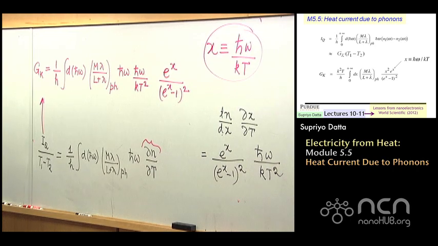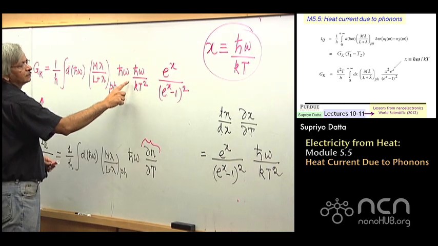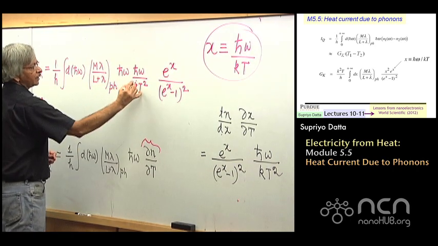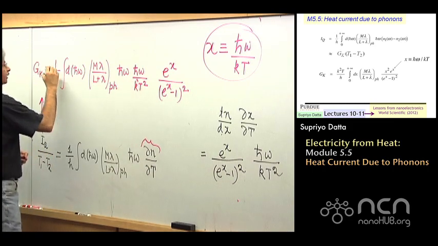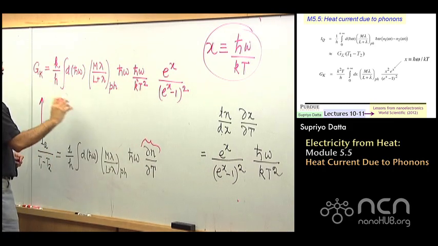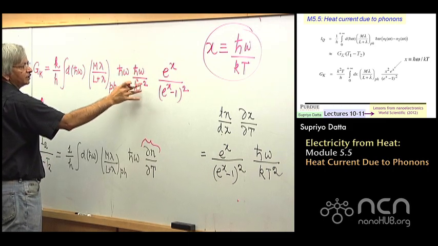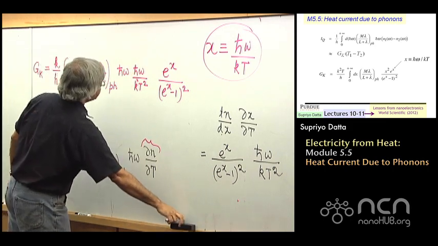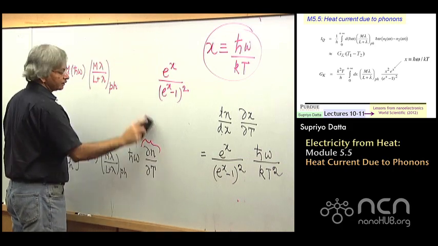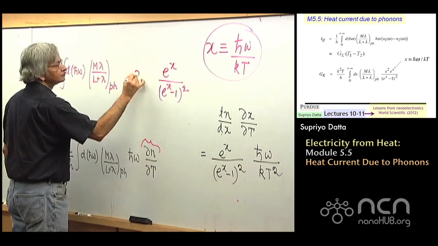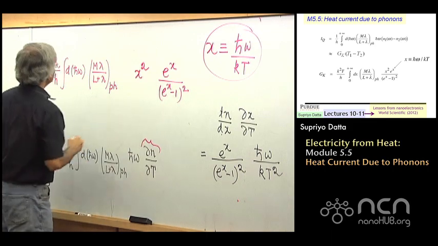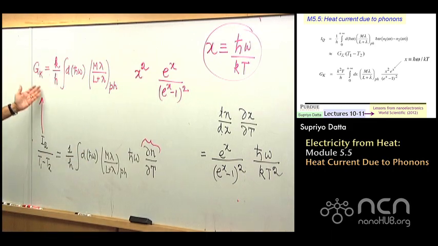So what we could do is, you'll notice, I could put a k squared here and put a k out here. And then this quantity is like (h bar omega divided by kt) whole squared. So I could write an x squared here. So this is then the expression for the heat conductivity due to phonons.